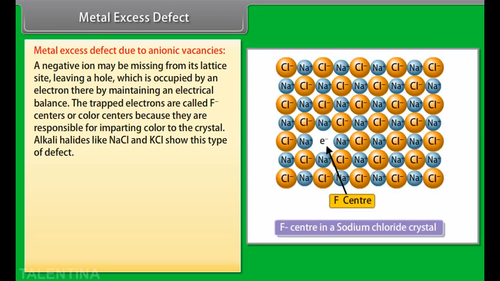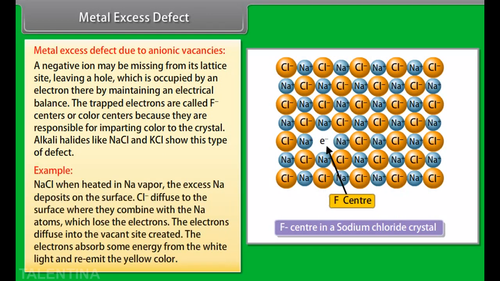A negative ion may be missing from its lattice site, leaving a hole which is occupied by an electron, thereby maintaining electrical balance. The trapped electrons are called F centers or color centers because they are responsible for imparting color to the crystal. Alkali halides like NaCl and KCl show this type of defect.